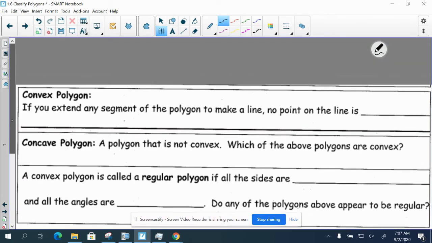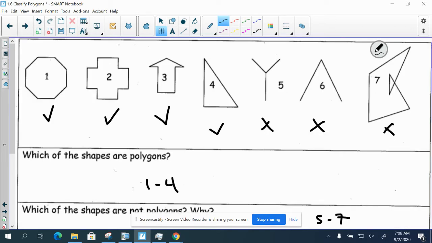So let's talk about the difference between convex and concave. So convex: if you extend any segment of the polygon to make a line, so what does that mean? Well, let's take a look at the number 1 polygon. If you extend any segment of the polygon to make a line, let's take this one and extend this segment to make a line. And let's just go ahead and do all of them. Now notice that none of these lines are going through the polygon. They're all going outside of the polygon.